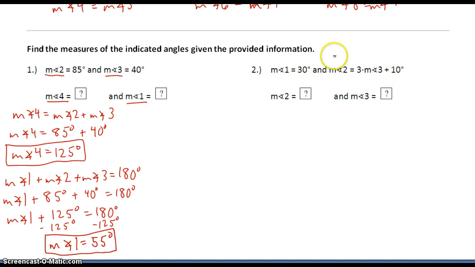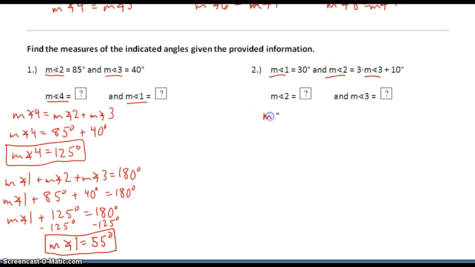Number 2 is a little bit more tricky. I know about angle 1 and 2 and 3. And I need to solve for angle 2 and angle 3. Now, angle 2 I know in terms of angle 3. So if I knew angle 3, I could figure out angle 2. So what I really need to do is solve for angle 3, and that will tell me how big angle 2 is.